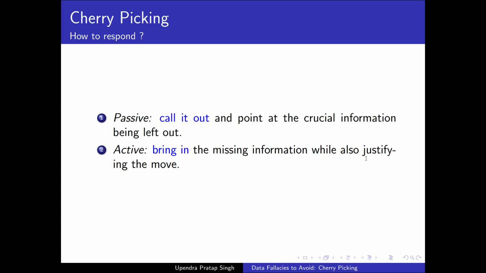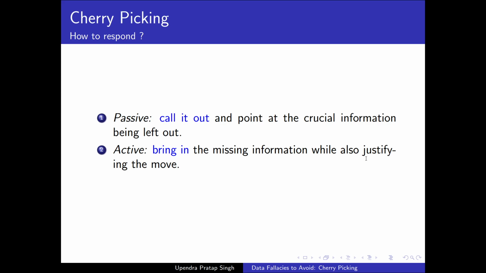Now, we will also talk about how to respond to cherry picking. Let's say you have understood that in this course of experiments, cherry picking has been there, either intentional or unintentional. So how do we respond to these events? There are two ways to respond to cherry picking: a passive approach and an active approach. In the passive approach, we simply call out that some cherry picking has taken place, as some data points have been left out, and those data points could have provided some crucial information. You simply call it out that there is some missing information that needs to be filled.